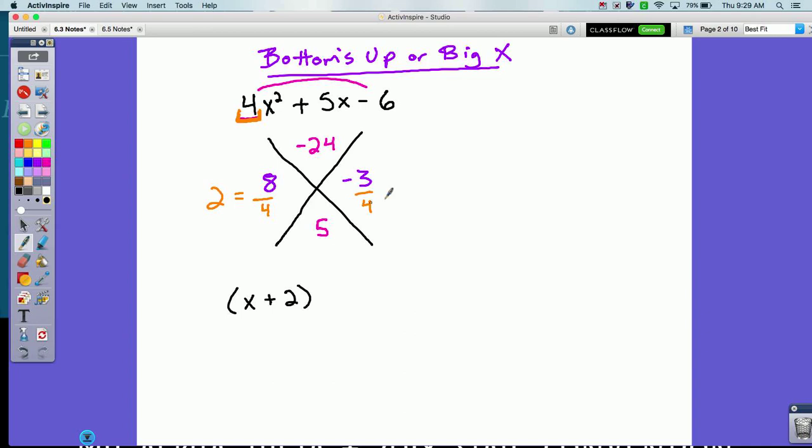If it doesn't reduce, or if it reduces and there's still a fraction, this is why it's called bottoms up. The bottom number, the denominator, is going to come in front of the x, and then you're going to say the top number. So since it was negative 3 over 4, we're going to say 4x minus 3. And now we're factored. Okay, so use either method. It does not matter.